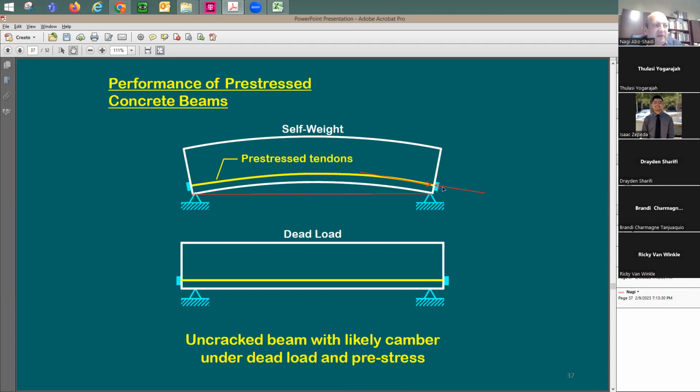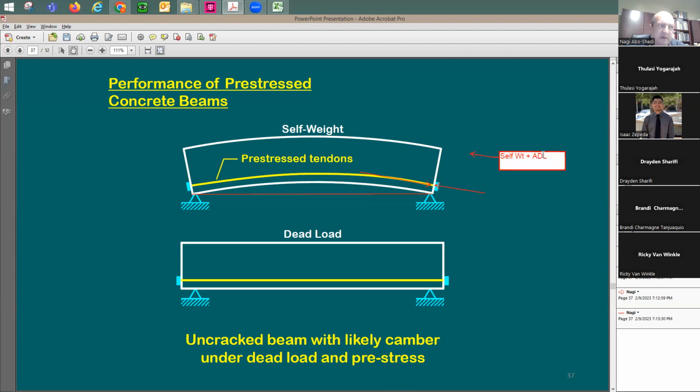Now, you start to apply the compression force on the beam, which means tension force on the strands, and then the beam is going to start to camber up, as if you're pushing it up, because you're applying an opposite moment. This is just for the self-weight. Now, dead load is composed of what? Of self-weight and additional dead load. So I'm going to say here dead load is going to be composed of self-weight plus additional dead load.